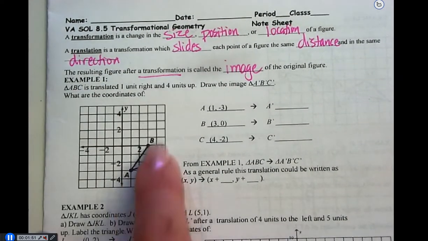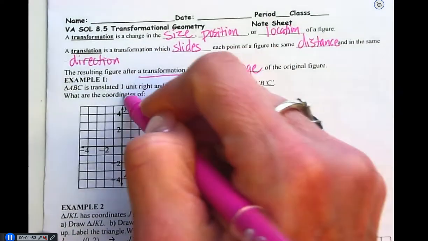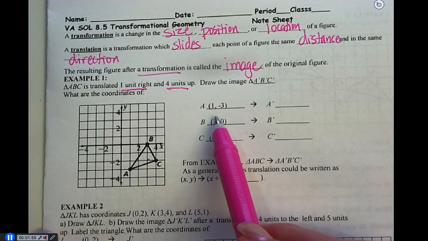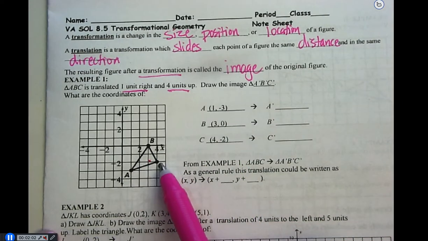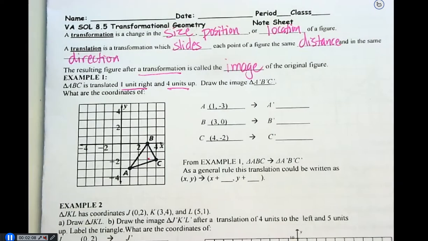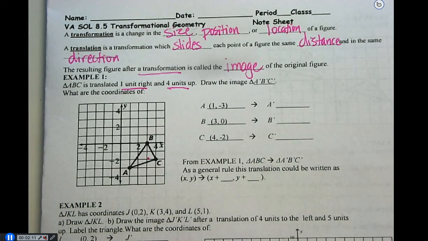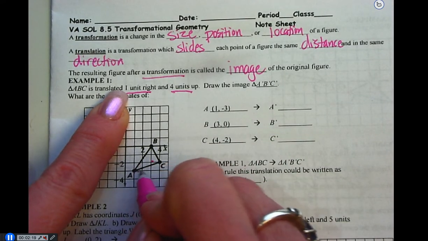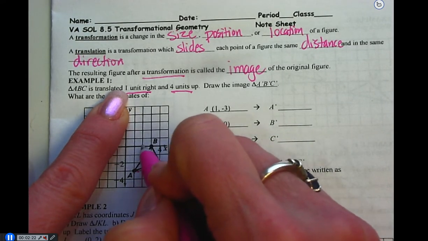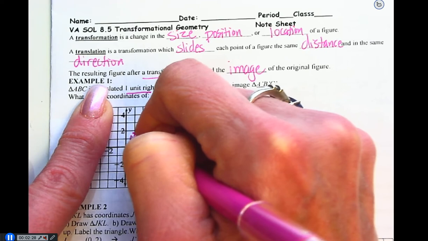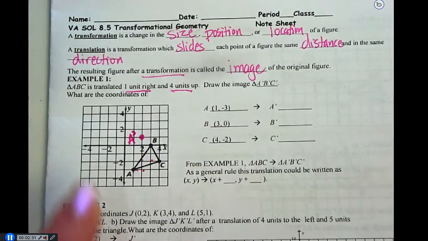This tells us triangle ABC is translated 1 unit right and 4 units up. It gives us the coordinates of the original shape. All you do is take each of the coordinates and move them 1 to the right and 4 up. Starting with A, I'm going to move it 1 to the right, and then up 4. 1, 2, 3, 4. That's going to be called A prime. When you have a duplicate, you put the prime sign so you can tell the difference between the two.